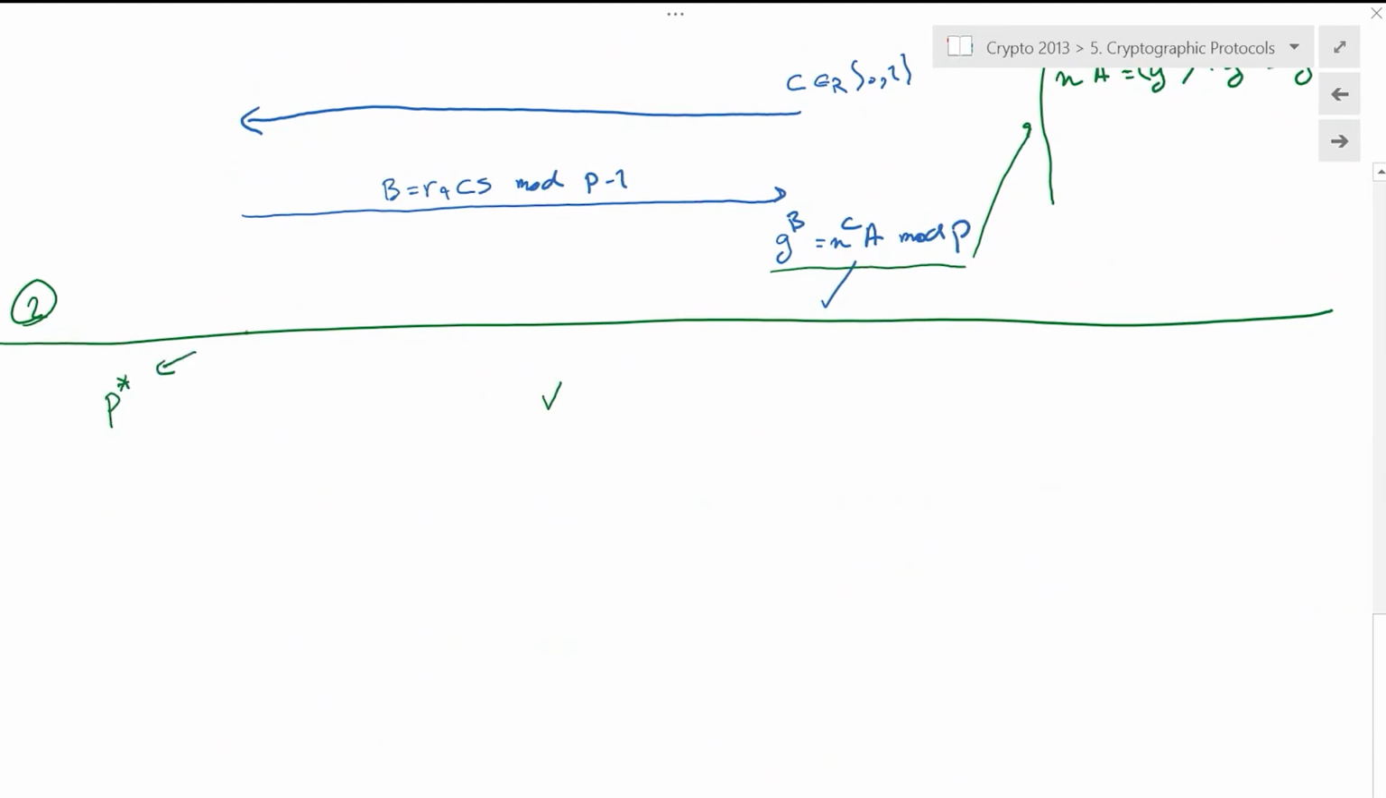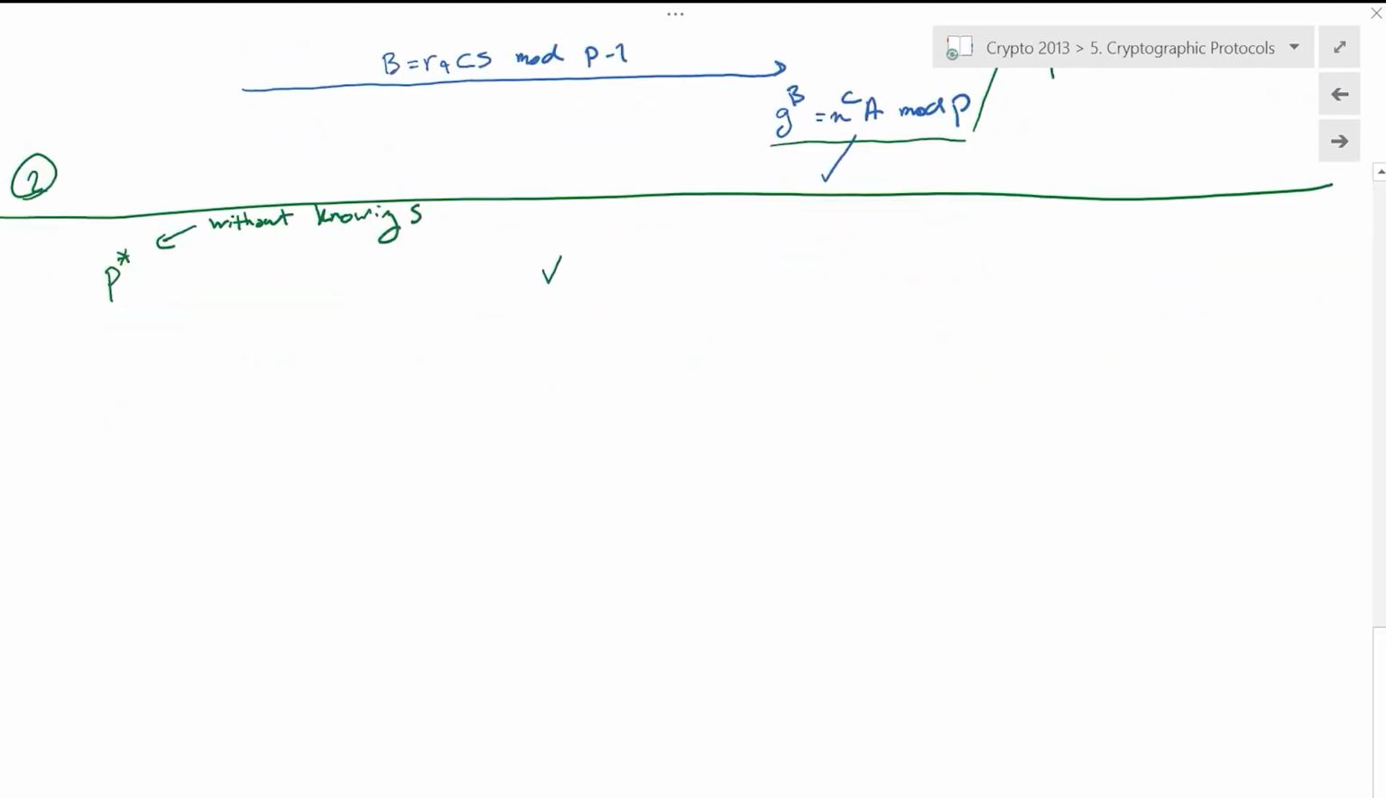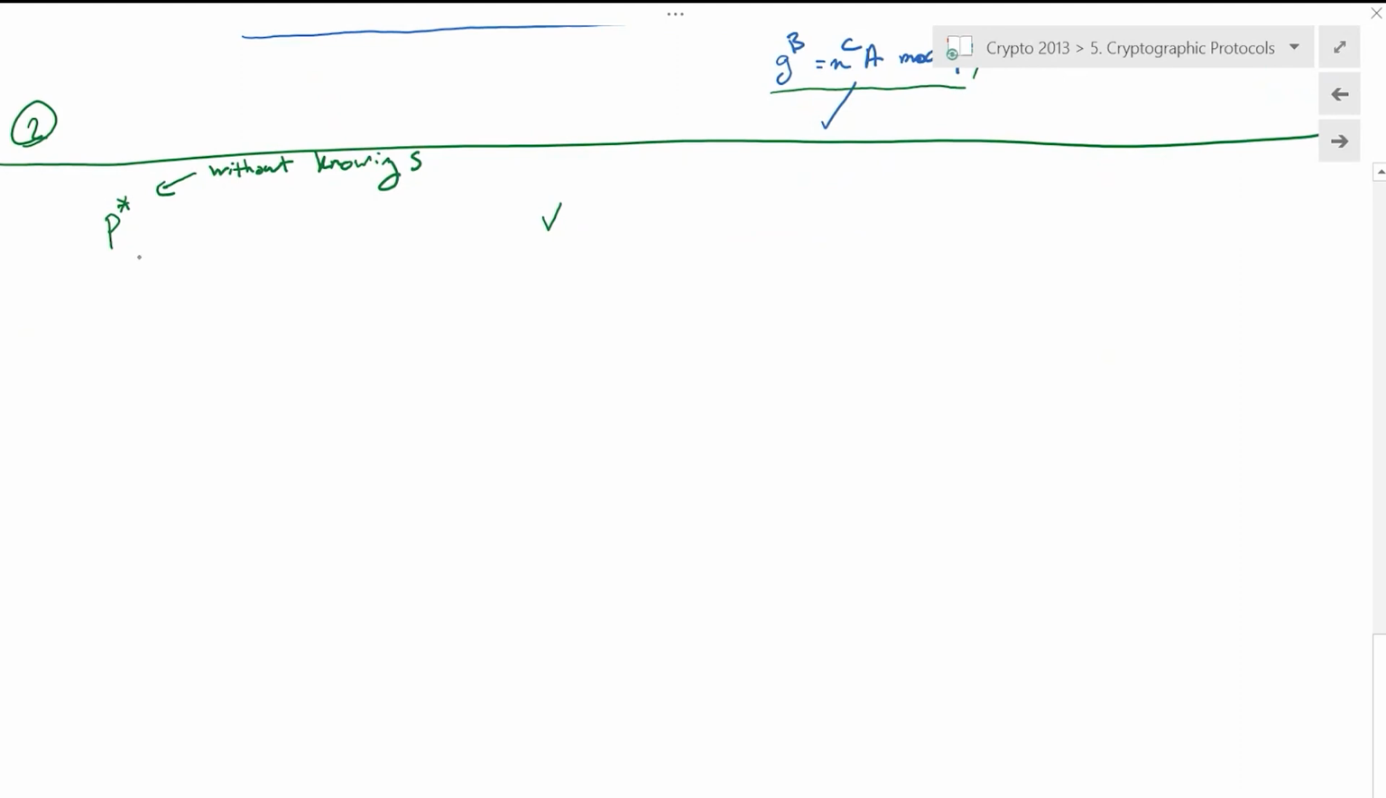It doesn't know, without knowing S, right? So we are talking about a cheating prover or dishonest prover that doesn't even know the secret S, but he wants to convince V about that. So this is how this dishonest prover would work.